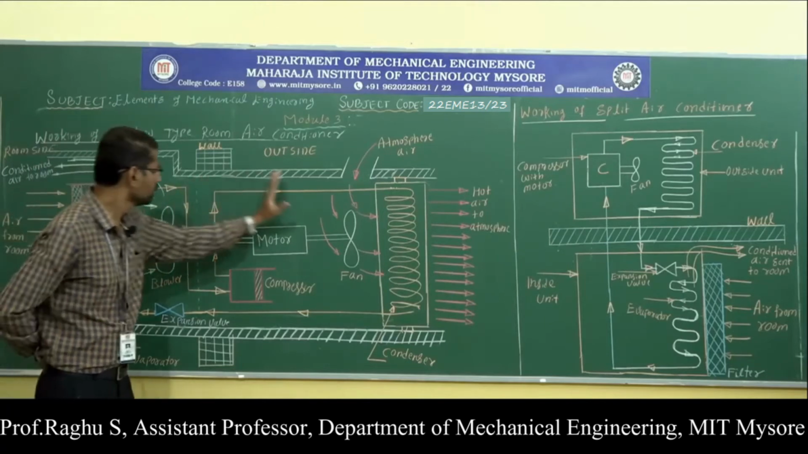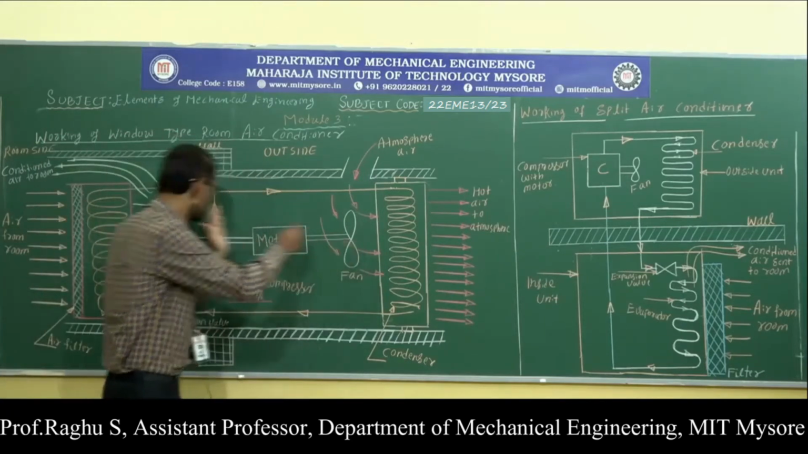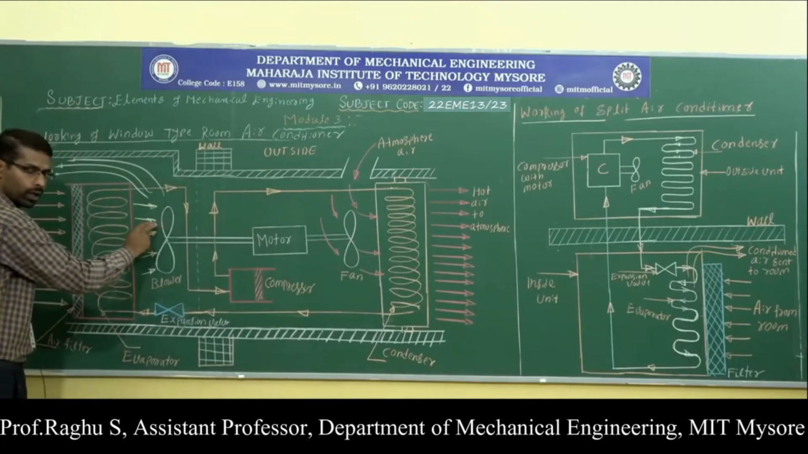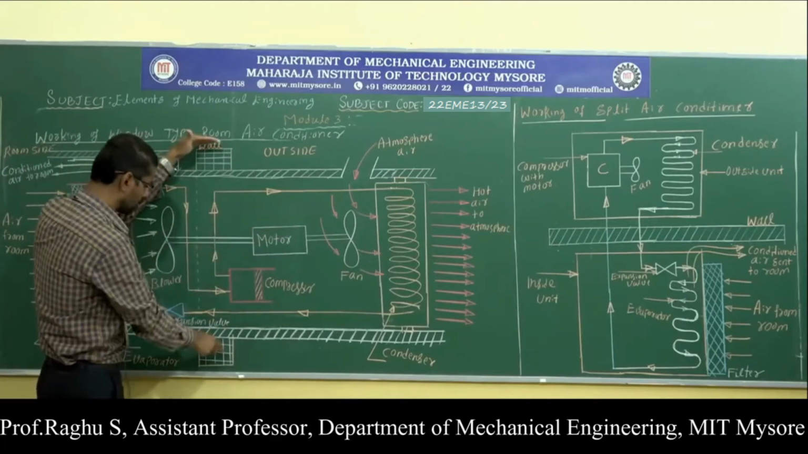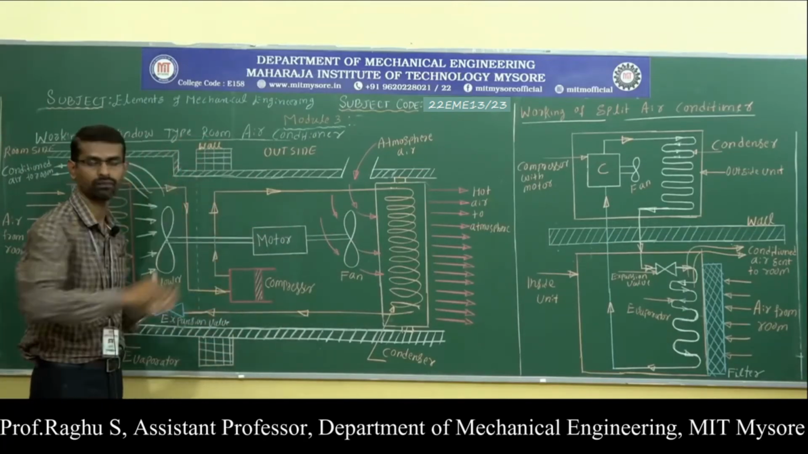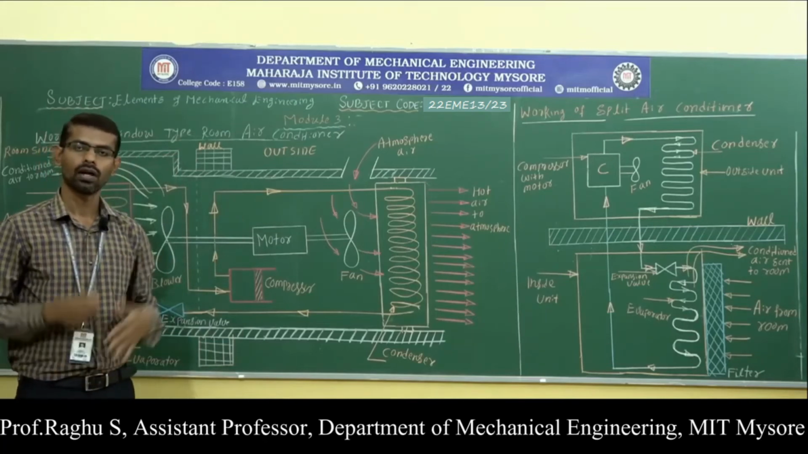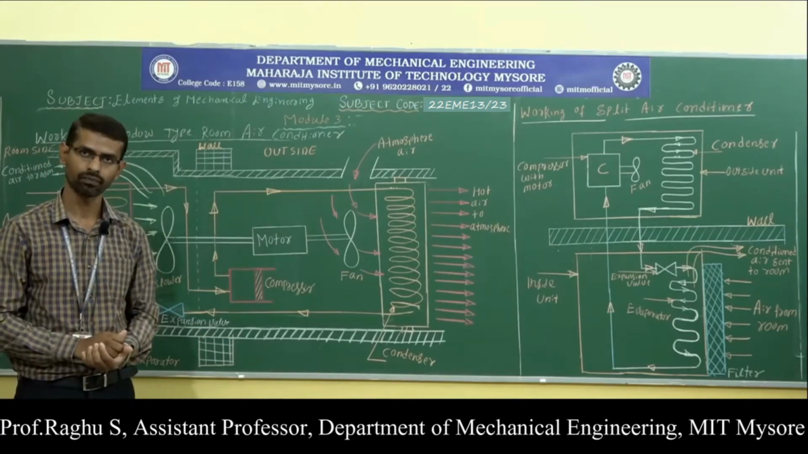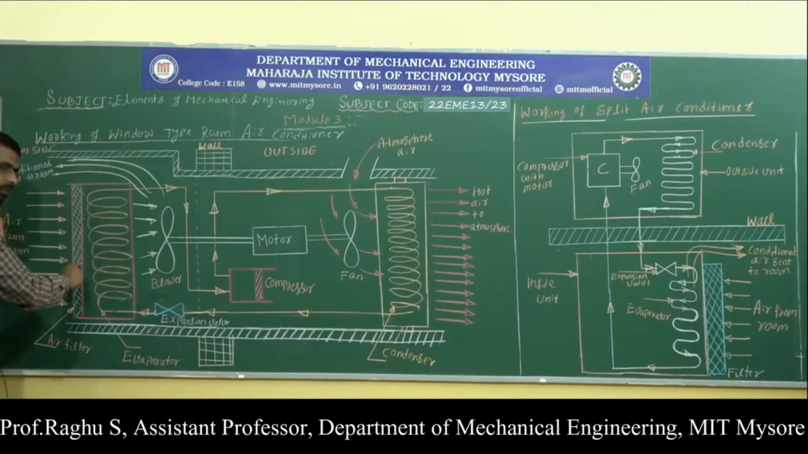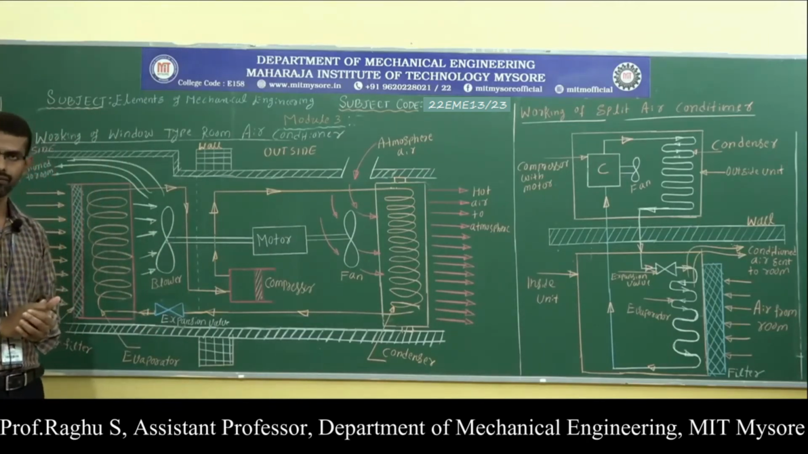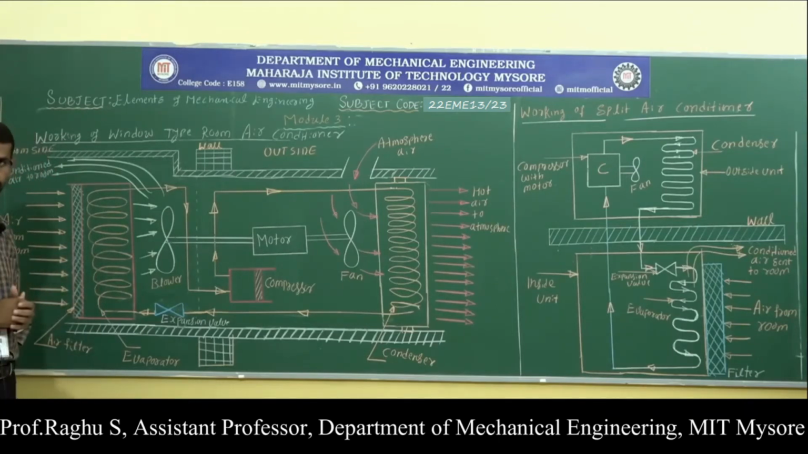Okay, so next one. Here, this is the outside of the room and this is the inside of the room. The inside and outside of the room are separated by a partition wall. Now let us discuss the working. This is the room side where I need to cool the air, meaning I need to reduce the temperature of air. Here we have an air filter.